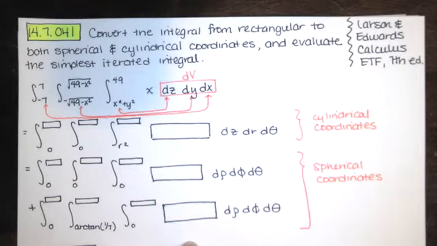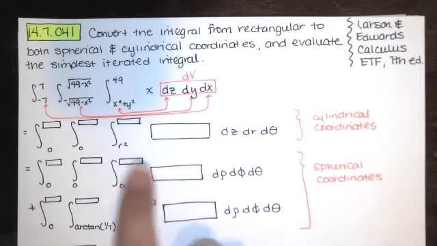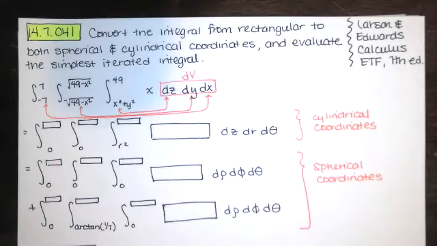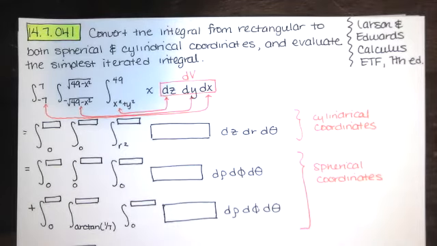I think we can see, though, that when we convert to spherical coordinates, it is going to be more complicated than it is in cylindrical coordinates. In cylindrical coordinates, we only have one triple integral. In spherical coordinates, it turns out we're going to have a sum of two triple integrals. But we're asked to integrate with respect to rho, then phi, then theta.